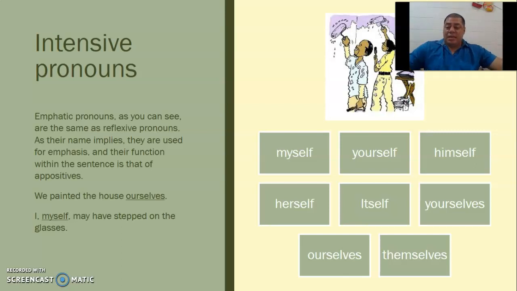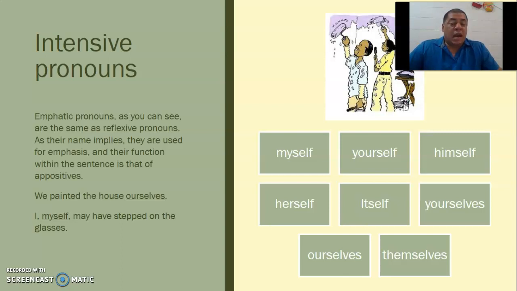Now, check the examples. We painted the house ourselves. What is ourselves? It's we. It's an appositive. That's it. It's not adding more information. I myself may have stepped on the glasses. Who is myself? I. It's acting as an appositive. Or are they acting as direct objects in any of those examples? We painted what? The house. We didn't paint ourselves. We painted the house. The house is the direct object.